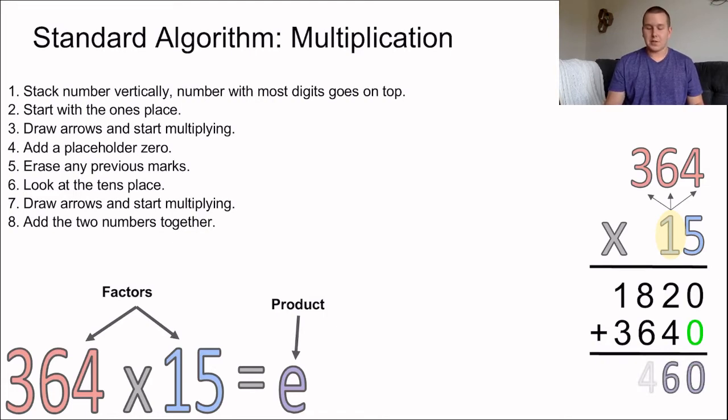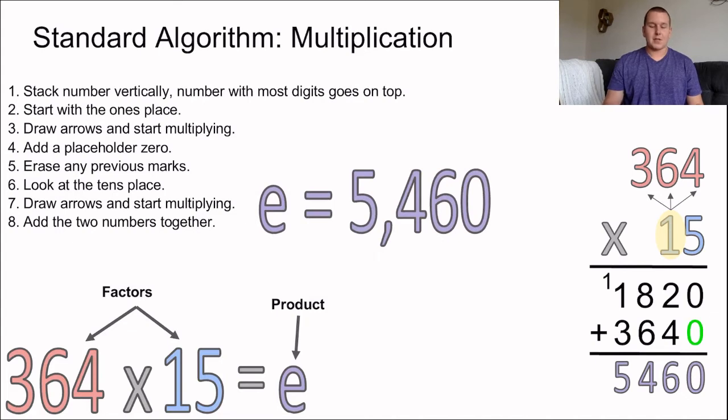0 plus 0 gives us 0, 2 plus 4 is 6, 8 plus 6 is 14, carry the 1, 1 plus 1 plus 3 would give us 5. So what that gives us an answer of is 5,460. So E equals 5,460. So if you follow the steps, this can actually be very, very easy.